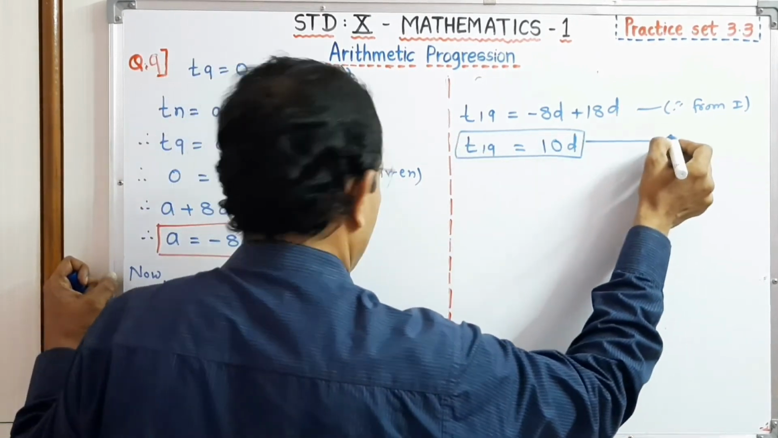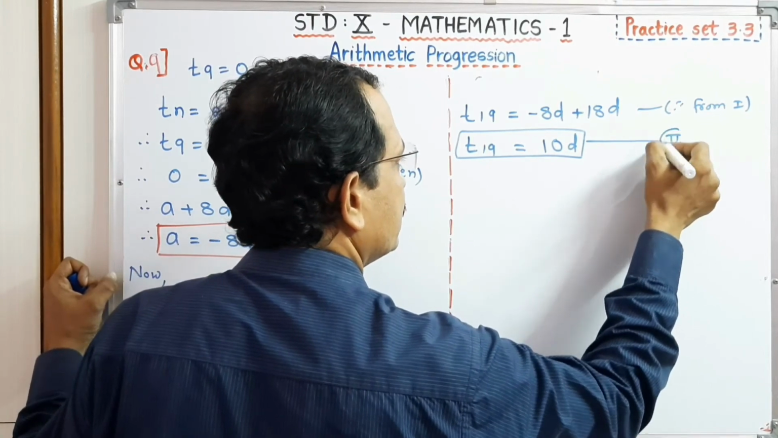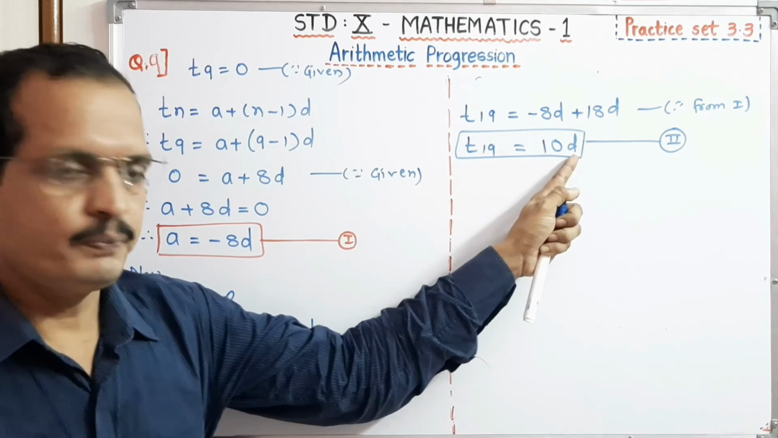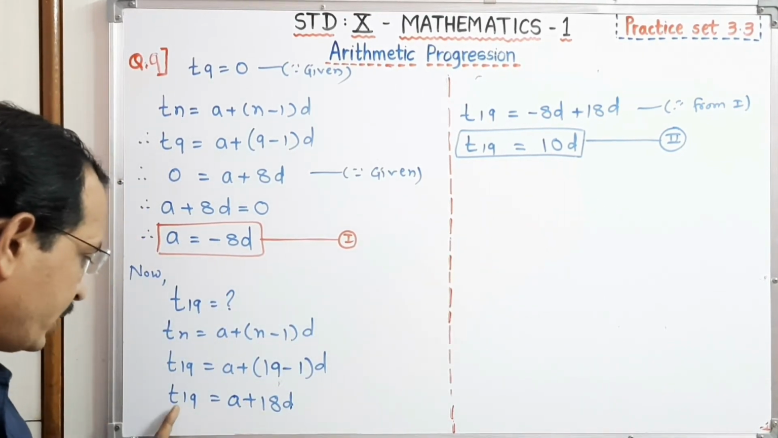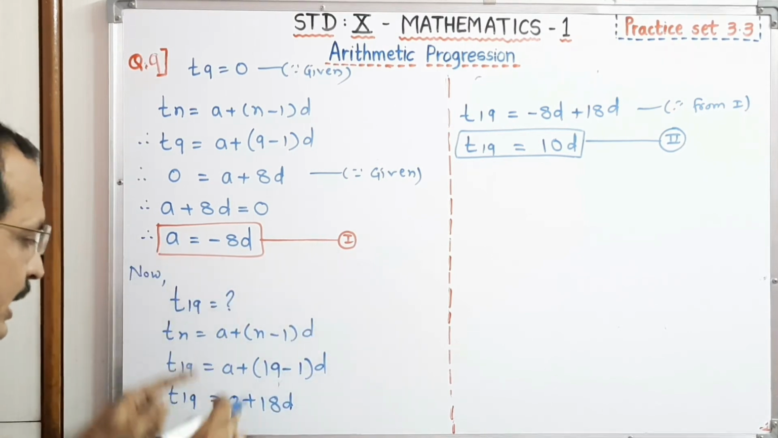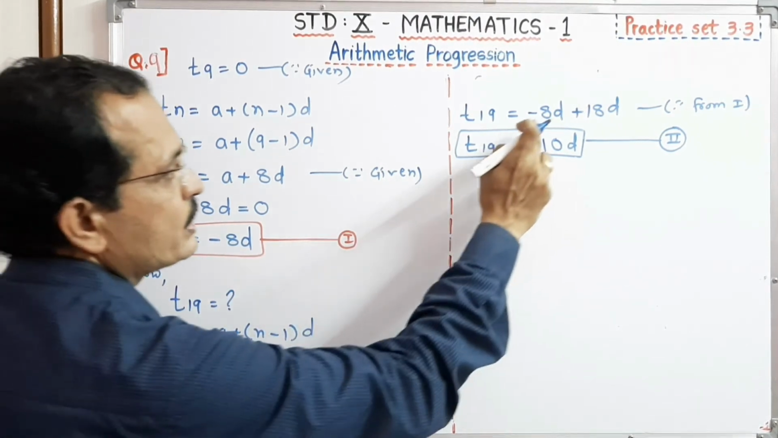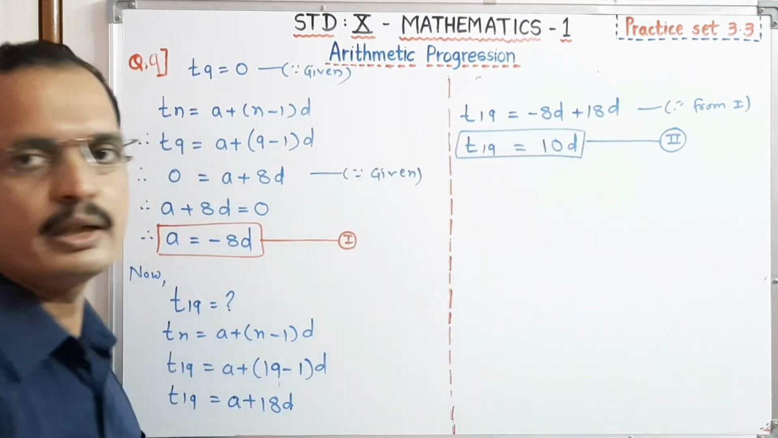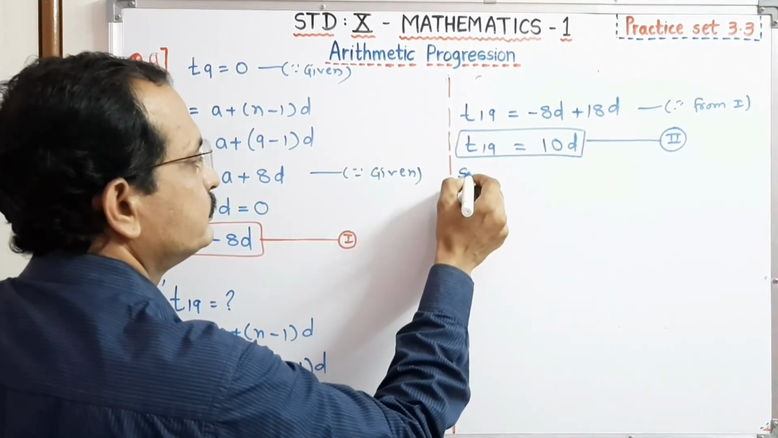This is statement number 2. See, T19 we got here 10D. See, we got here T19 is A plus 18D, but in statement number 1, A is equal to minus 8D. We substitute here A is equal to minus 8D plus 18D. We got here 10D.